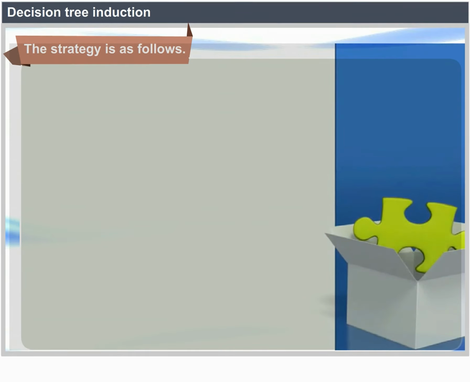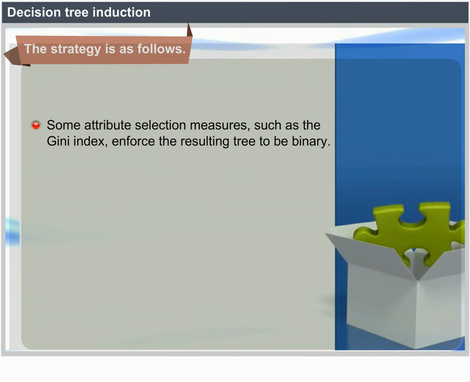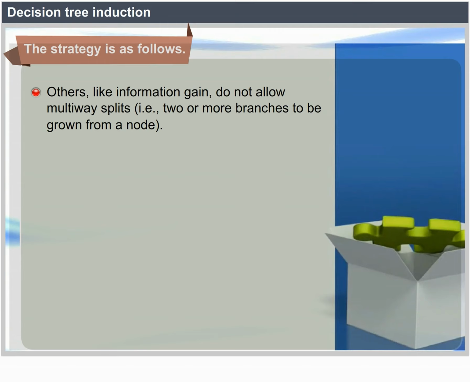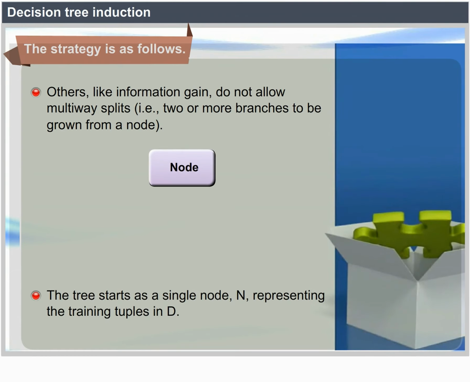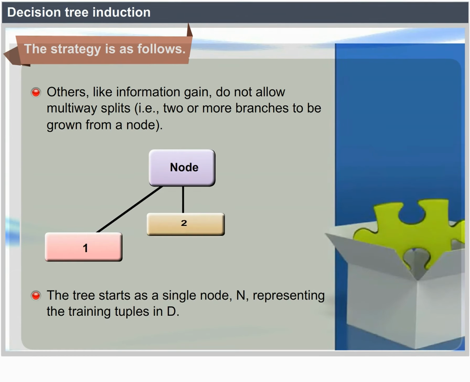Whether the tree is strictly binary is generally driven by the attribute selection measure. Some attribute selection measures, such as the Gini index, enforce the resulting tree to be binary. Others, like information gain, do not, therein allowing multiway splits, that is, two or more branches to be grown from a node. The tree starts as a single node, N, representing the training tuples in D.